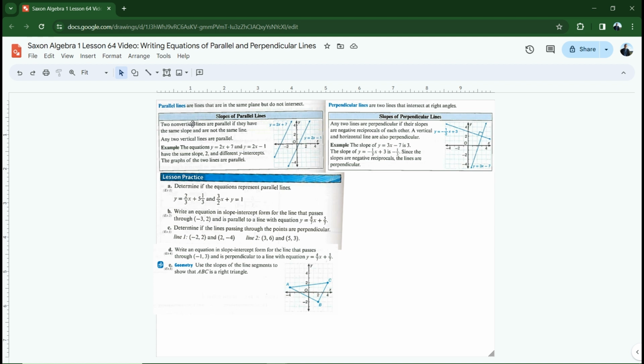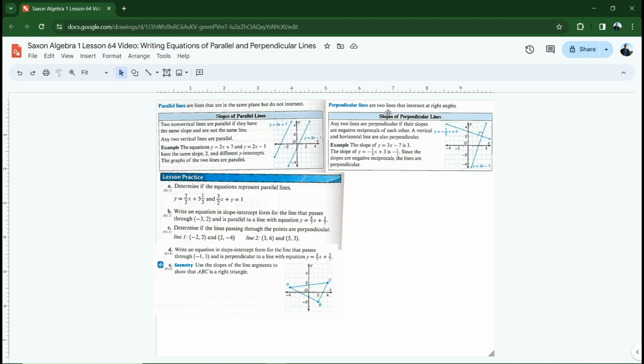So if we solve for the m in y equals mx plus b, parallel lines will have different b's, but the same m. Different y-intercepts, same slope. And then lastly, any two vertical lines are parallel as long as they're not the same line. Okay, so let's just look at the example. y equals 2x plus 7 and y equals 2x minus 1 have the same slope, 2, but different y-intercepts. So that's why they're parallel.